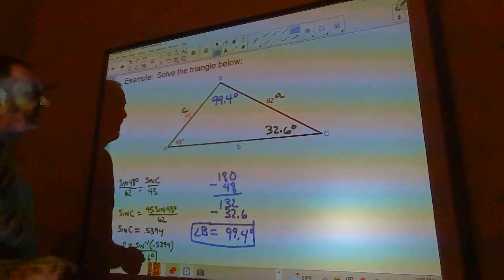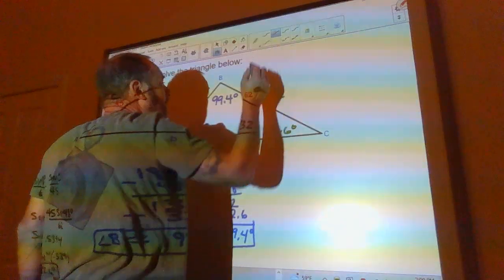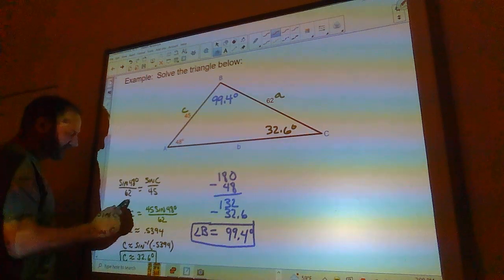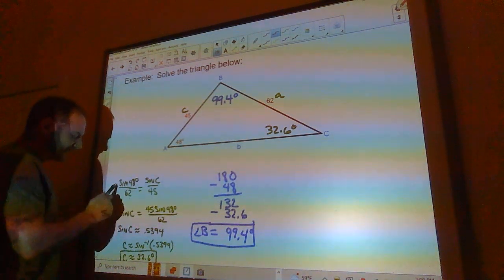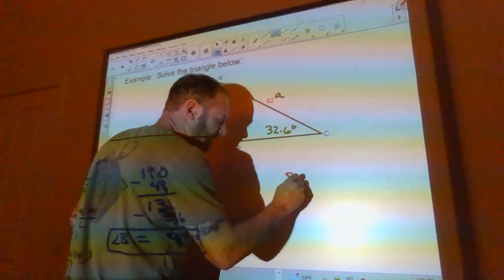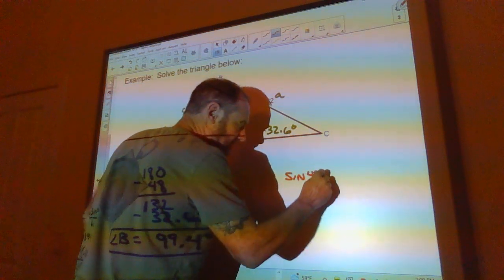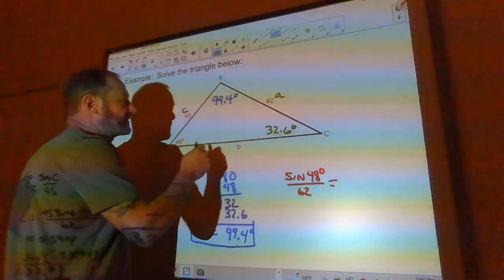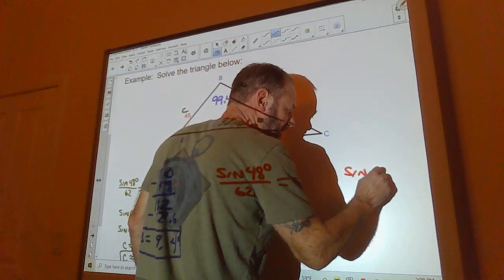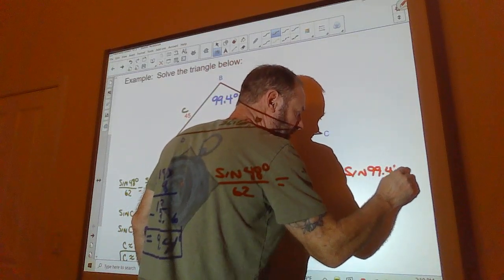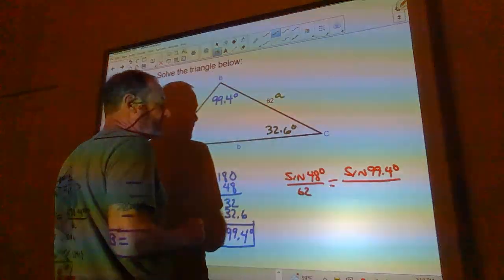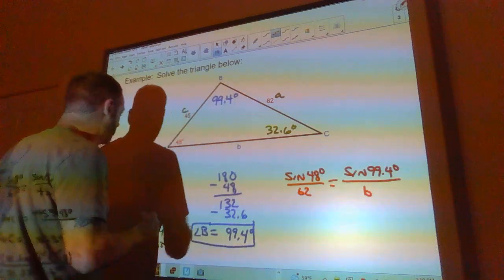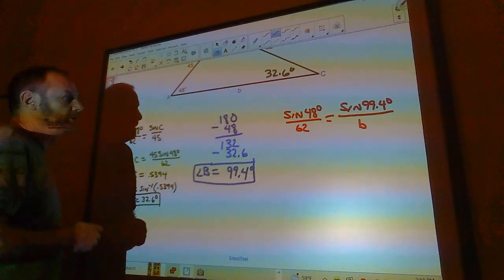Okay, now I've got to find side B. I'm going to go back to these exact numbers right here. The sine of 48 degrees over 62 is going to equal the sine of 99.4 degrees over B. And now I'm going to go ahead and solve that proportion.